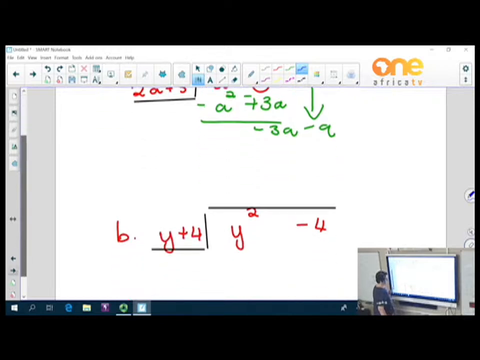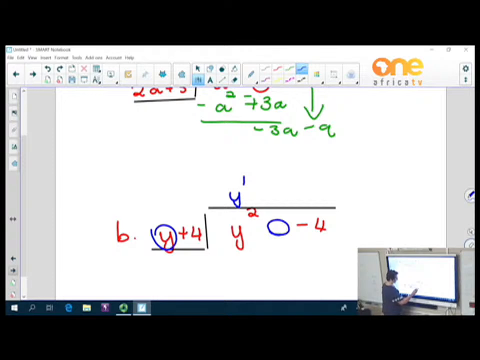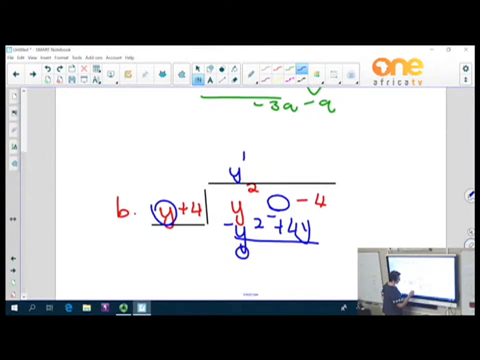Right, let's look at number B. Again, there is no a, so I left an open space there to do that one. How many times will y divide into y squared? y times, multiply. Then we have y squared plus 4y. We still subtract, change the second signs. So this one eliminates, and this one is then negative 4y. You bring that one down, negative 4.